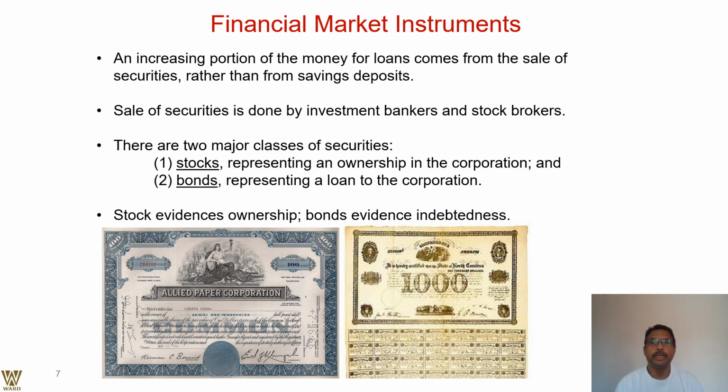In the financial market instrument, an increased portion of the money for loans comes from the sale of securities rather than from saving deposits. The sale of securities is done by investment bankers and stockbrokers. There are two major classes of securities: stocks and bonds. Stock represents the ownership of a corporation, bonds represent a loan to the corporation. Stock evidences ownership, bonds evidence indebtedness. Remember, stock is all about ownership, bond is all about indebtedness.